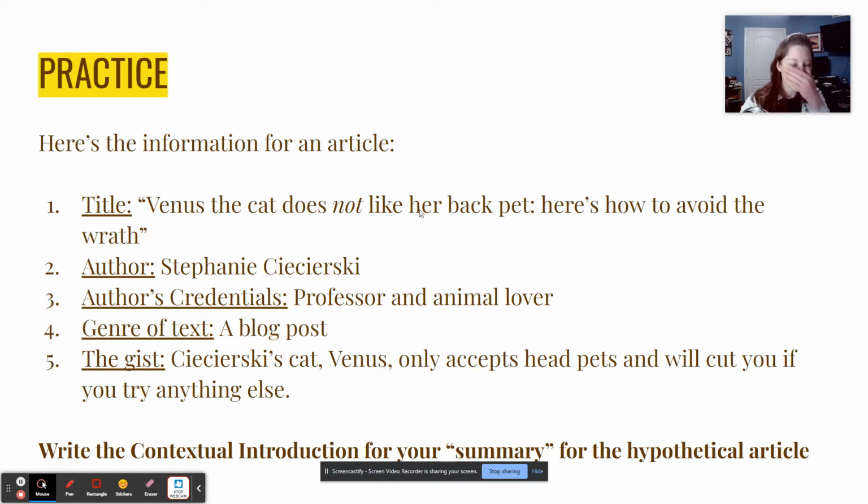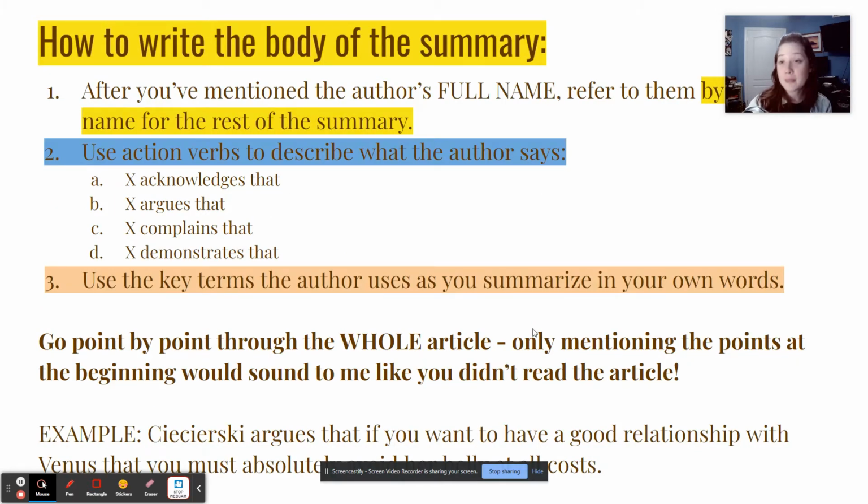So this was a practice version. I'll have you guys do this on Tuesday because it's funny and I like it. How to write the body of the summary. So the main points, right? What main points are you getting across?